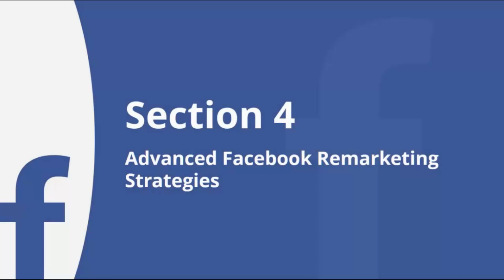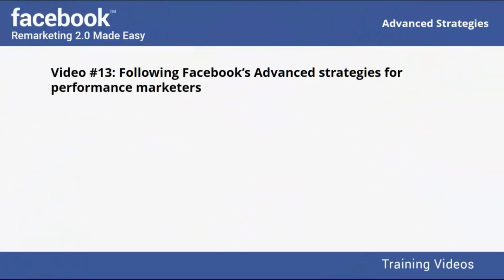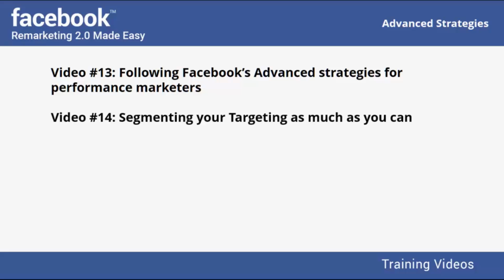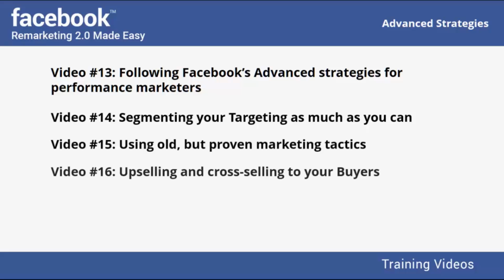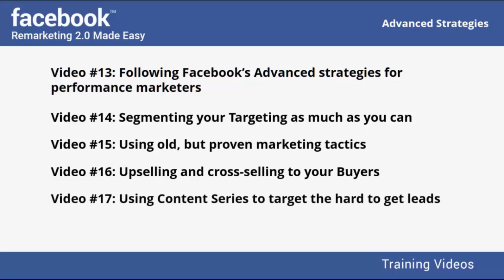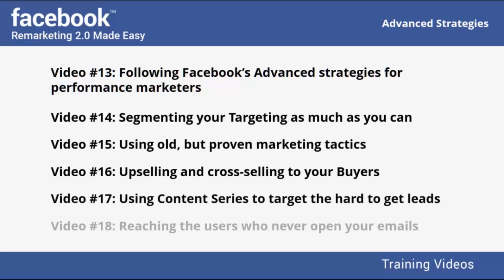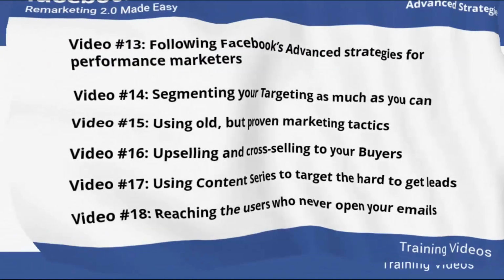Welcome to Section 4 of our Facebook remarketing video training. In this section, we will talk about following Facebook's advanced strategies for performance marketers, segmenting your targeting as much as you can, using old but proven marketing tactics, upselling and cross-selling to your buyers, using content series to target the hard-to-get leads, and reaching the users who never open your emails. We hope you enjoy and get the most out of this training section.